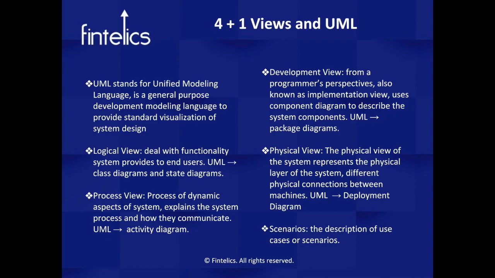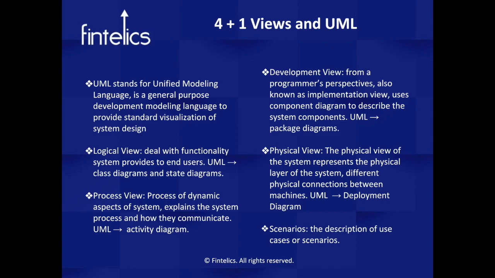There are 4 different views that you can use when explaining your system from the perspectives of different players in the organization. For example, the logical view deals with the functionality of the system provided to the end users. In UML, this is in general represented by the class diagrams and state diagrams. So this is helpful to developers as well as system engineers to understand the overall functionalities.